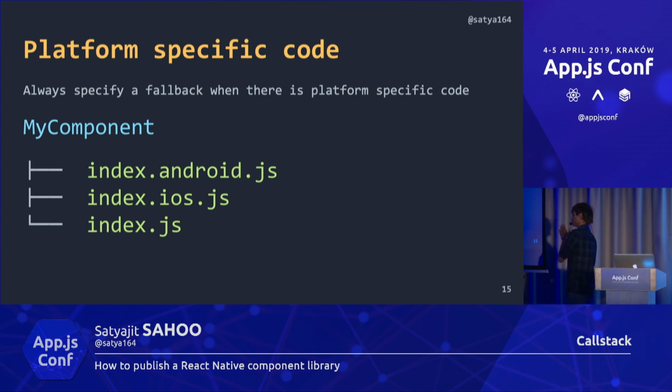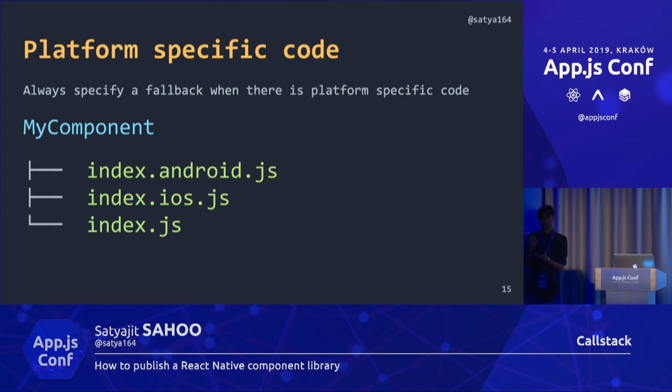So we talked about how you have to have conditional styles and conditional code between platforms to handle some things, right? So there are several ways to do it. One of the ways is to have this extension. You can have .android.js, .ios.js. There is also .native.js, which applies to both Android and iOS. Or you can use index.js.